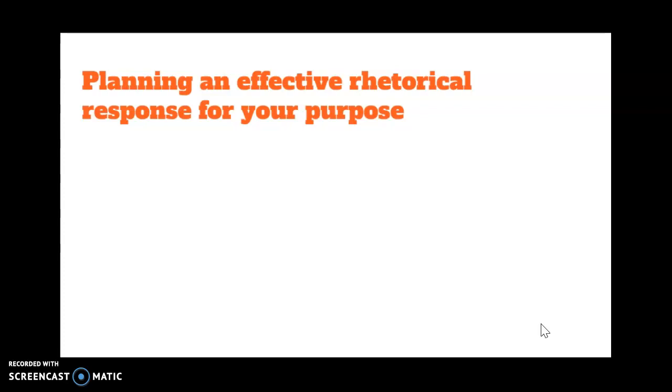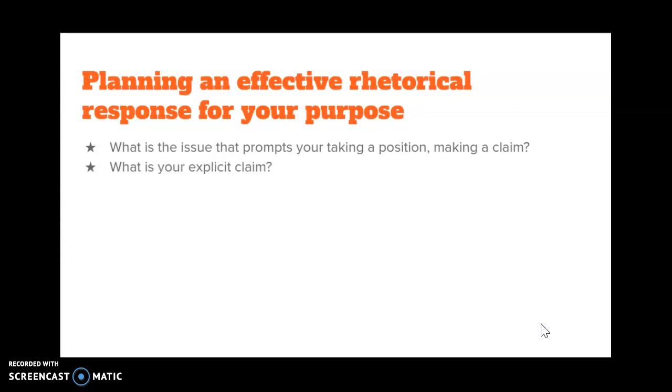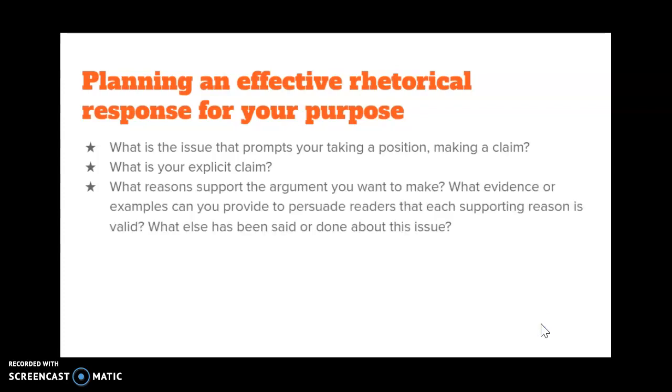Here are some questions to help guide you as you start to organize your position argument. What is the issue that prompts your taking a position, making a claim? What is your explicit claim or thesis? What reasons support the argument you want to make? What evidence or examples can you provide to persuade readers that each supporting reason is valid? What else has been said or done about this issue?